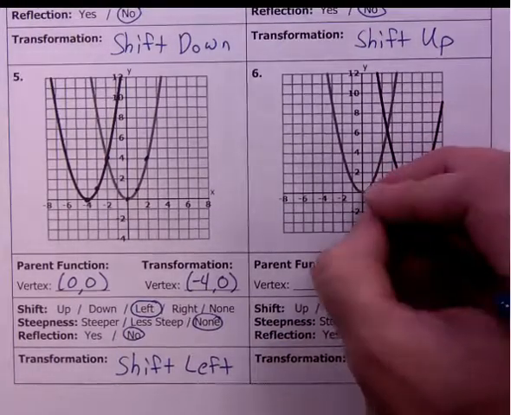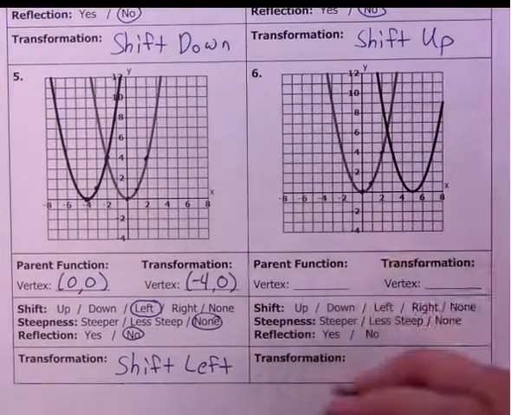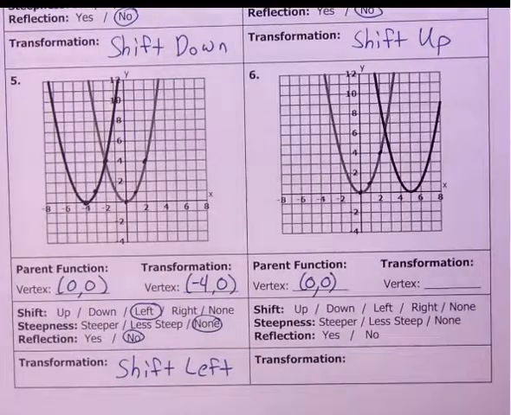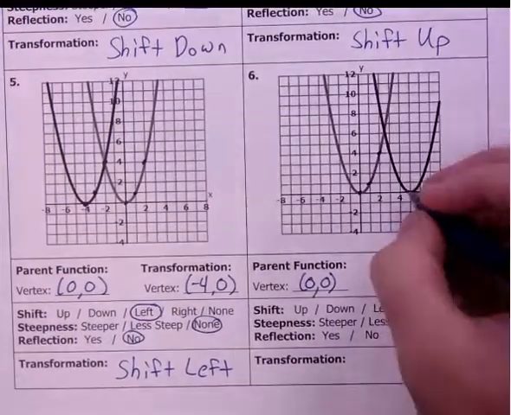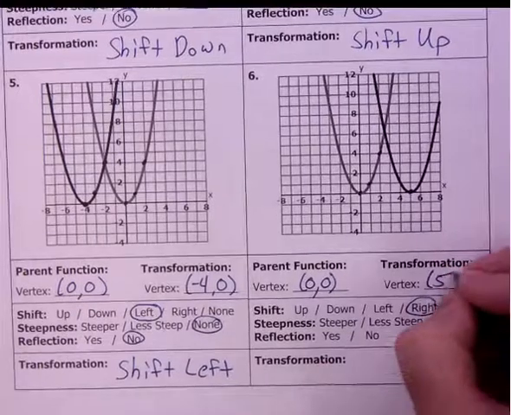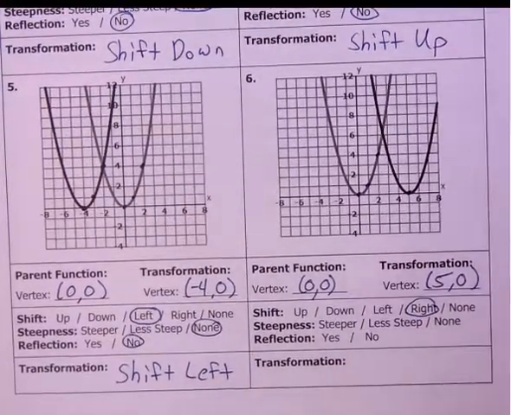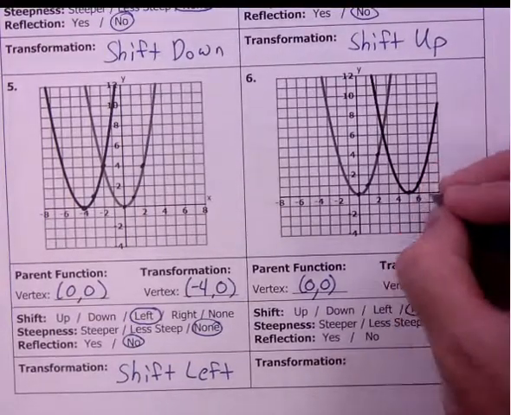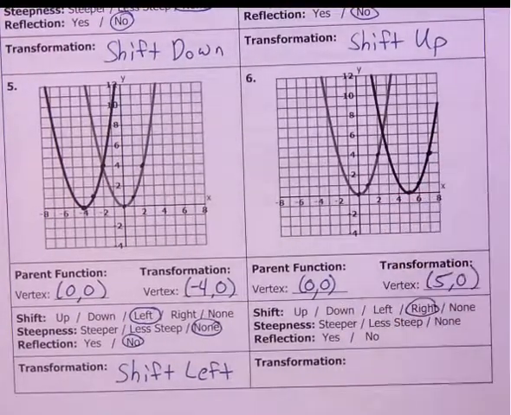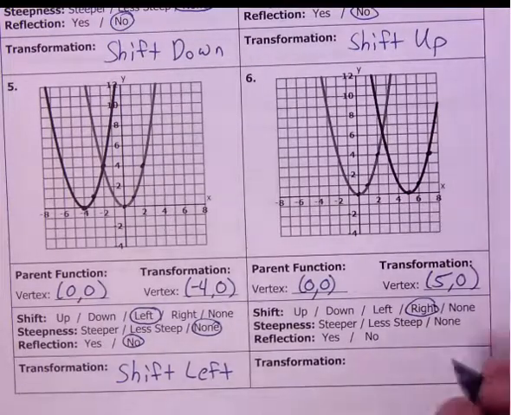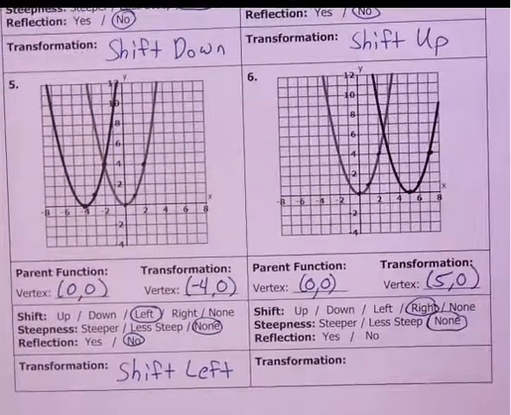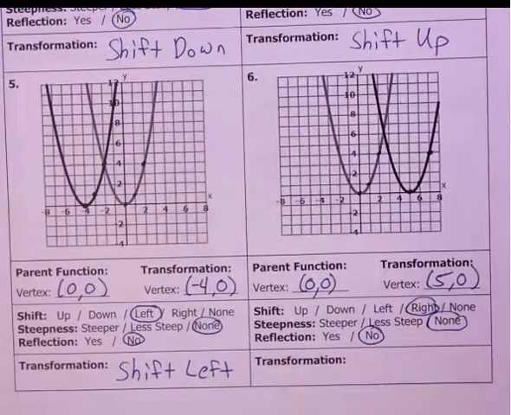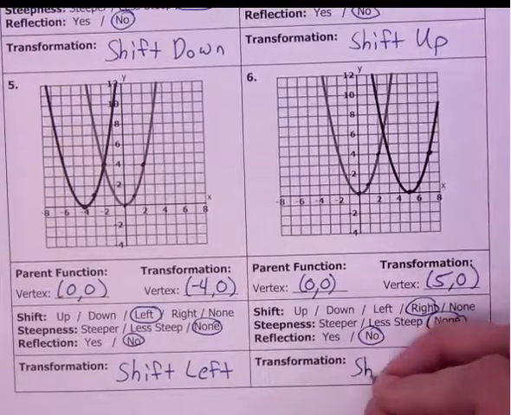Just like before, we have the 0, 0, 1, 1, 2, 4. Our vertex is at 0, 0. Our new vertex is shifted to the right this time, and it's going to be right here at position 5, 0. The steepness, so you got to check that. So 0, 0, over 1, up 1 is still on the line. Over 2, up 4 is also still on the line, so it still has the exact same steepness as our parent function. So we're going to say none. Still both opening upwards, so we're going to say no reflection, and that's going to be a shift right.